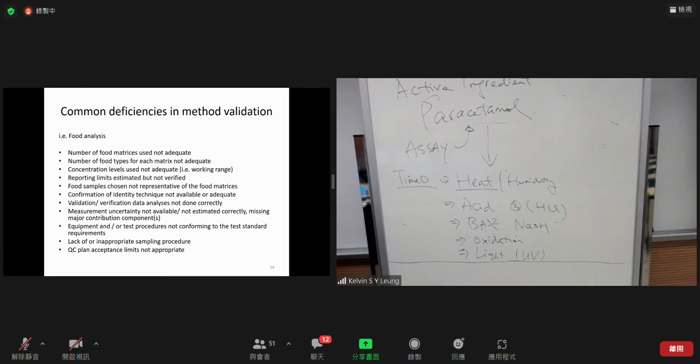Okay, and maybe you forgot to have enough concentrations in the working range, and forgot to have the reporting limit verified. And some of them, maybe the validation data may not be done accurately. So in the method validation, you have to be aware of what elements you have to include. Don't skip or miss anything.